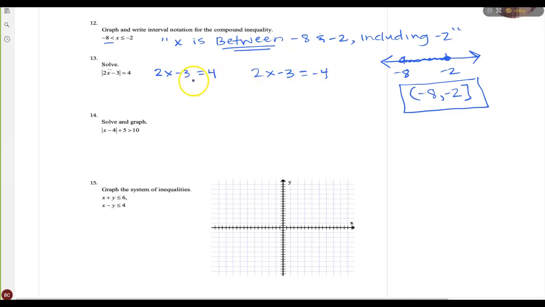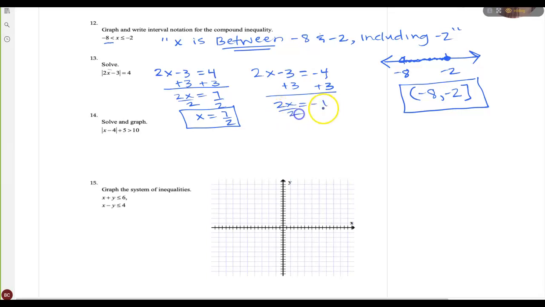Okay. And then I'm just solving these two equations down, just like you've done a lot of times before, right? So 2x equals 7, and then divide by 2. So x equals 7/2. So there's one of my solutions. Then let's add the 3 over. 2x equals -1, divide by 2. So x equals -1/2.